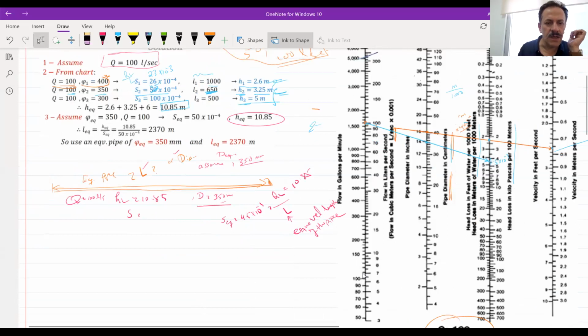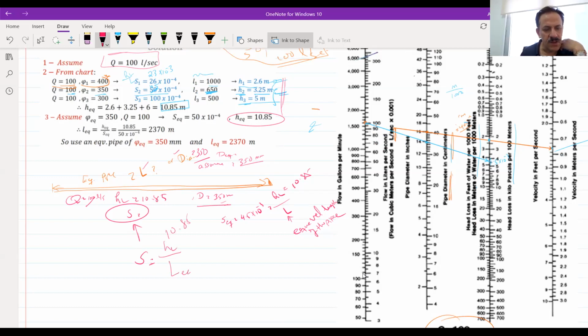Yeah, I add them together and I found them. They were 10.3. For the new pipe, I assume that the equivalent pipe is equal to 350 millimeters. Now the whole head loss here is 10.85. I have the diameter and Q, so I will find the S. After finding the S, this S will be equal to the head losses that we have, 10.85, now divided by the length of the equivalent pipe, which is what I'm looking for.